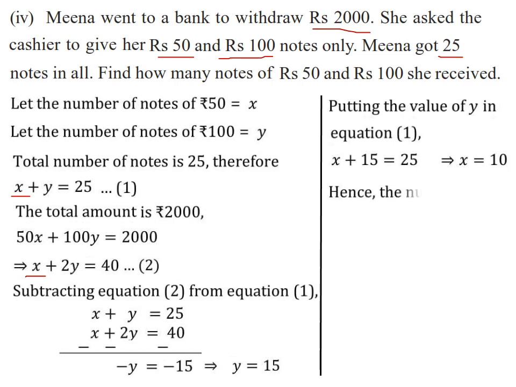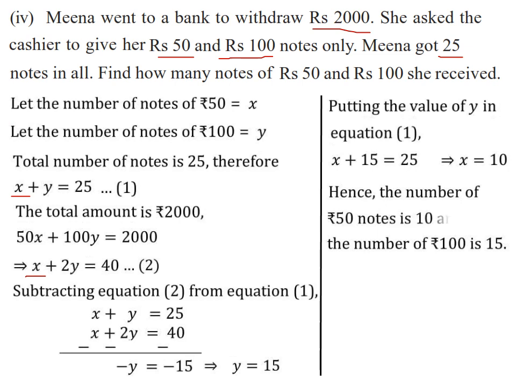Hence we can say the number of 50 rupees notes is 10 and the number of 100 rupees notes is 50. So here we can say the number of 50 rupees notes is 10 and the number of 100 rupees notes is 50. So this is the way you can solve this question.